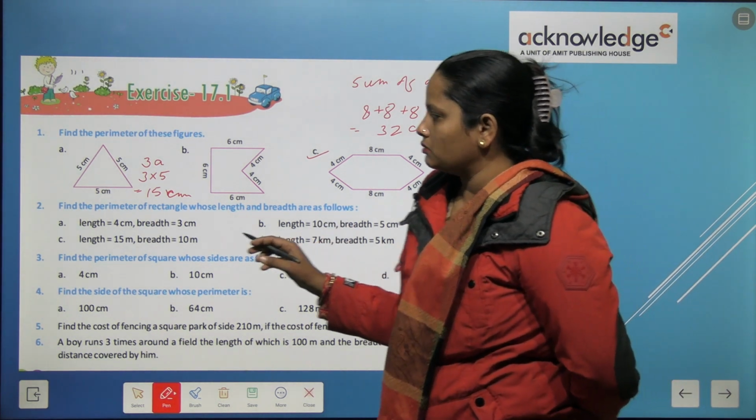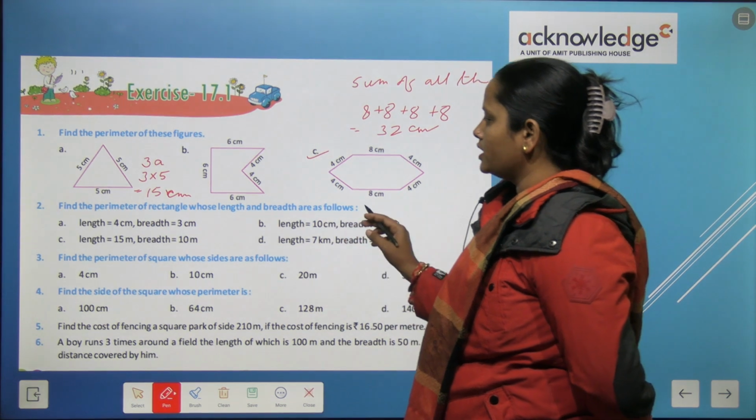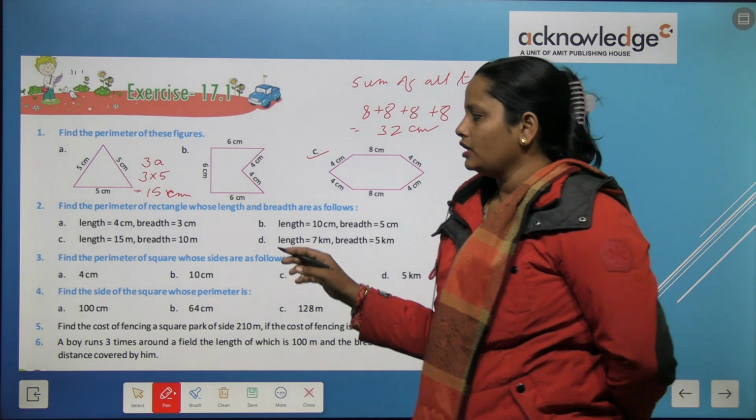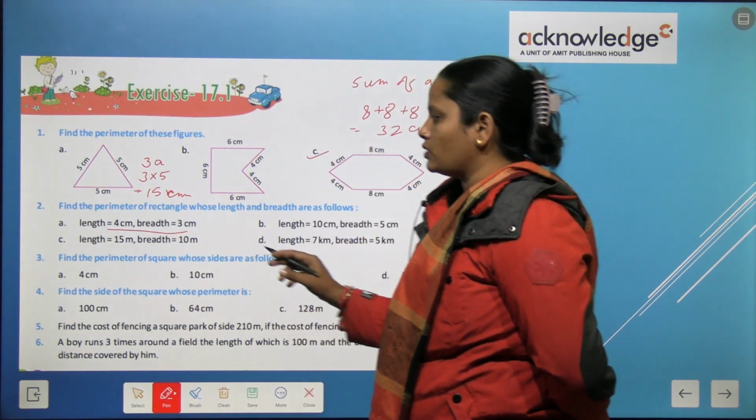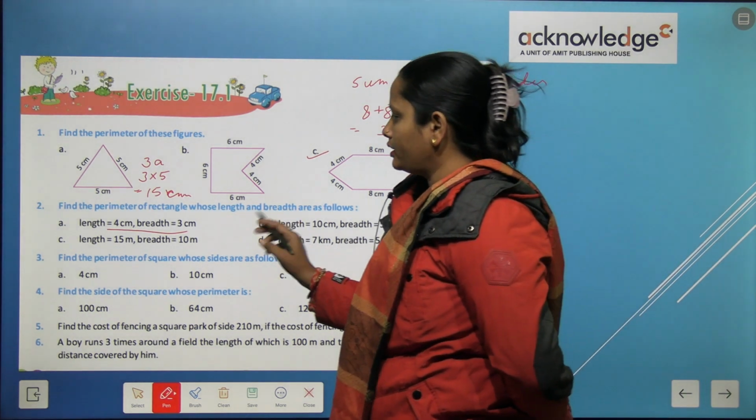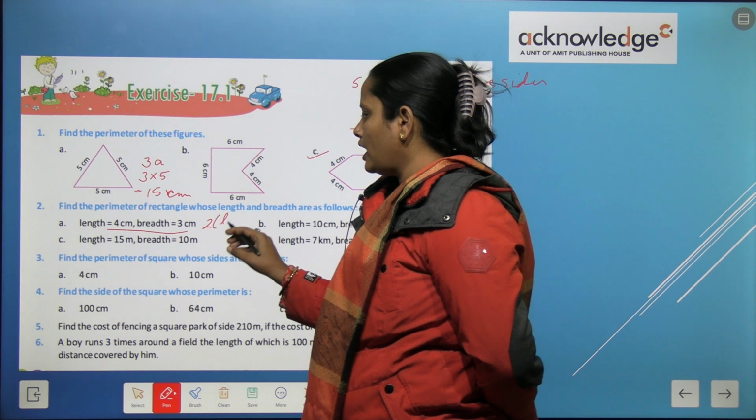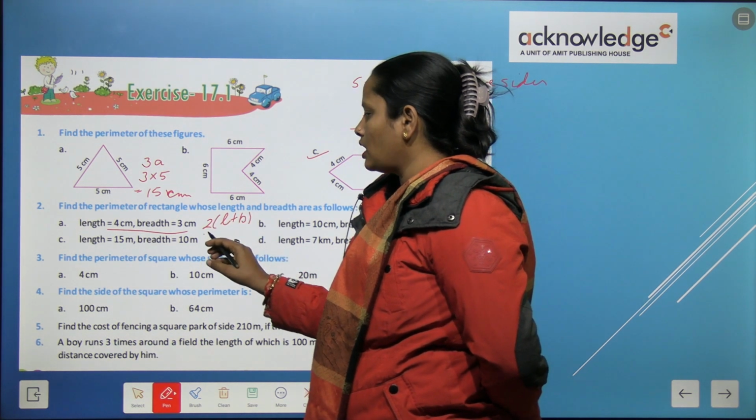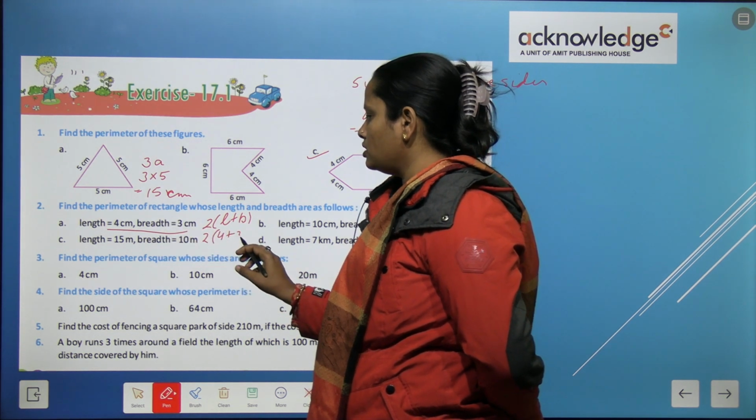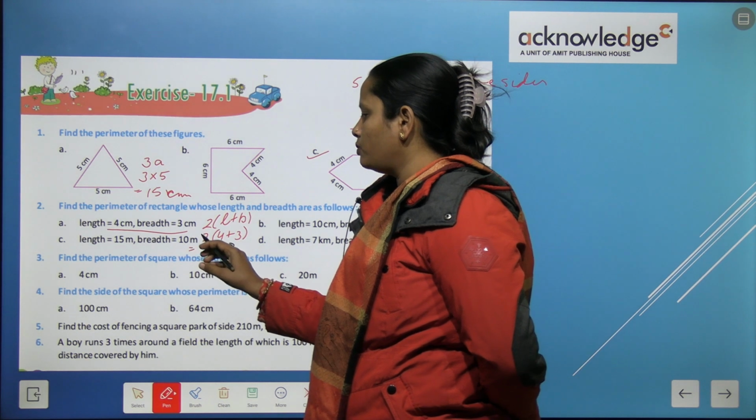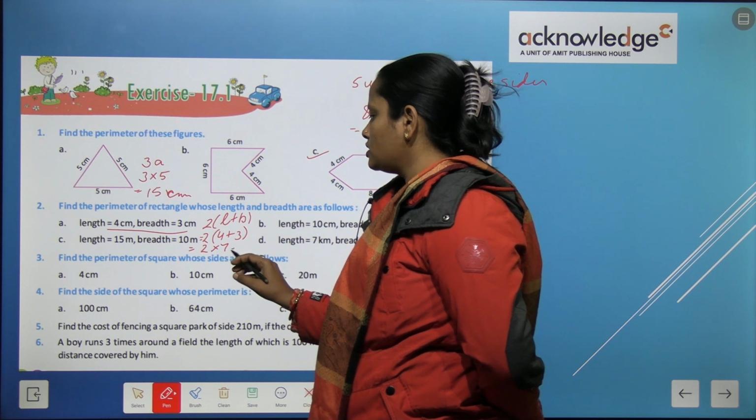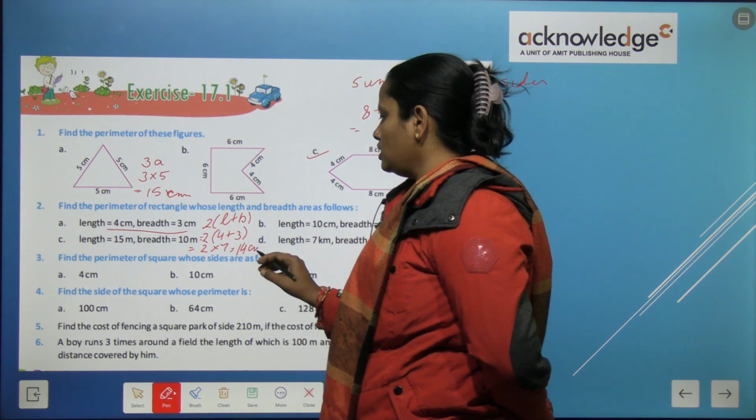Now let's move on to question number 2. Find the perimeter of the rectangle whose length and breadth are as follows. So there is a rectangle, we have to find the perimeter, and the length and breadth are given to us. So here let's do this A1. The formula of a rectangle is 2(L plus B). So here we will write 2, length is 4, plus B is 3, and 4 plus 3 is 7. 2 multiply 7, which is 14 centimeter.